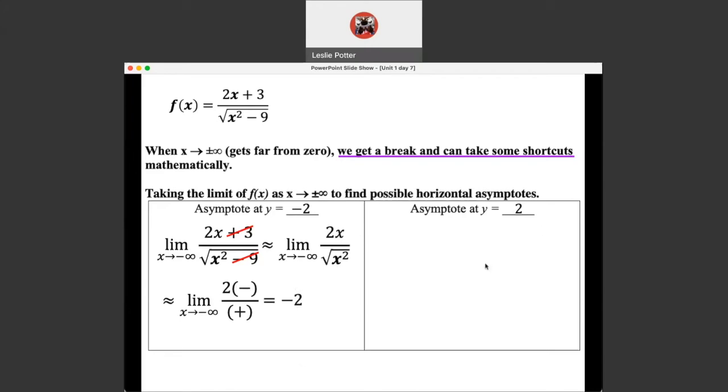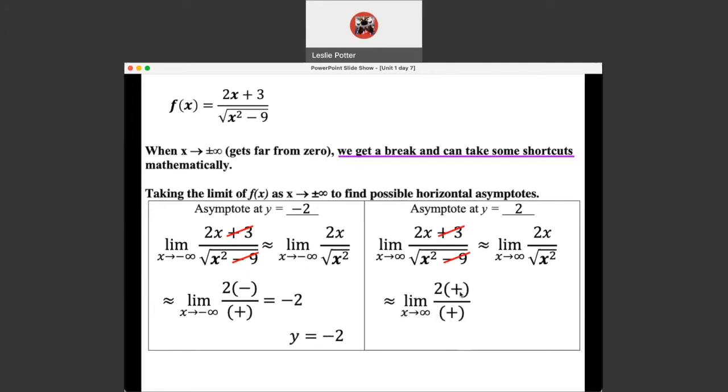Let's look at y equals +2. Same thing applies. We're going to cross out the 3 and the 9 because they're so insignificant and we're way out at the positive end of this function. Notice the steps are the same here because the rational expression is the same. But now, since we're way out at the positive side here, we have a positive x over a positive x. Those cancel out. So now our limit is a positive 2. So this other asymptote then is y equals positive 2.